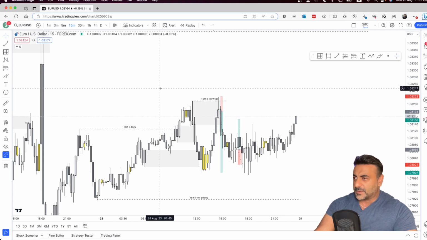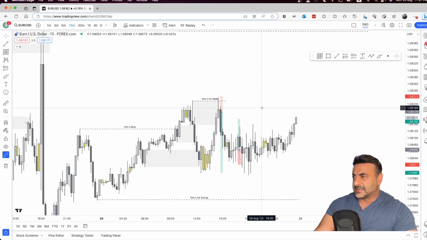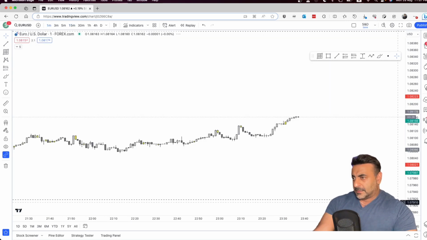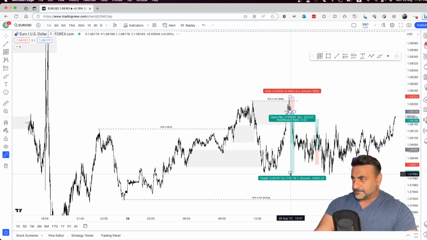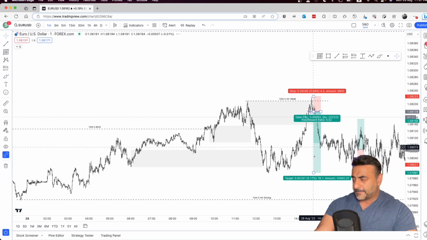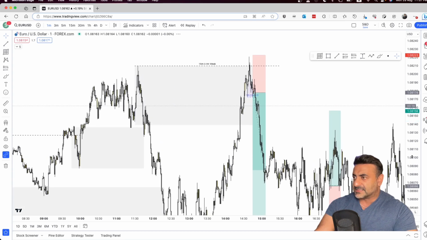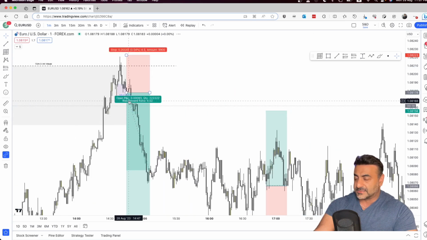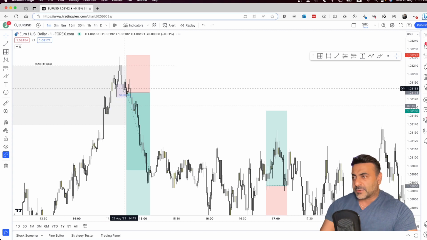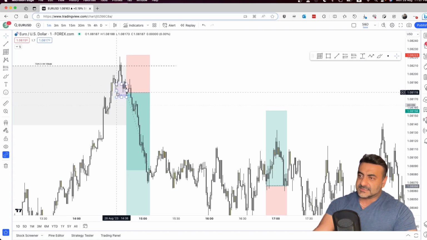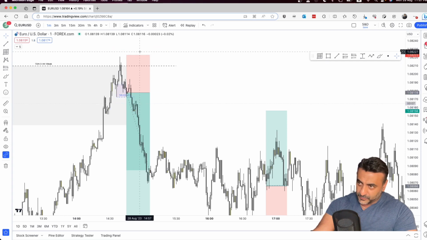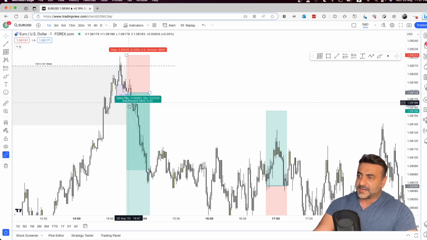Then I moved into my 1 minute. I looked at the last demand zone. So I come back here. I look at the last demand zone that was responsible for taking out this liquidity. If the price was going to continue moving upwards, this demand zone should have held and would have created a new higher high, but it fell.